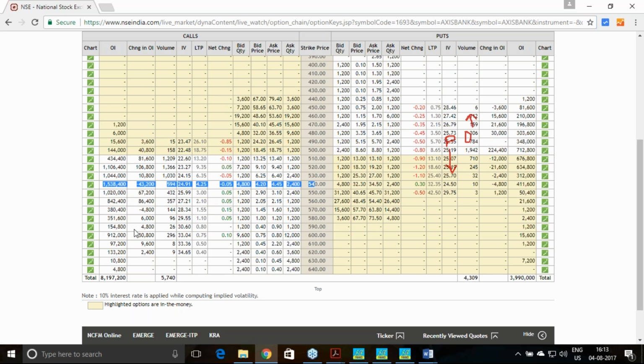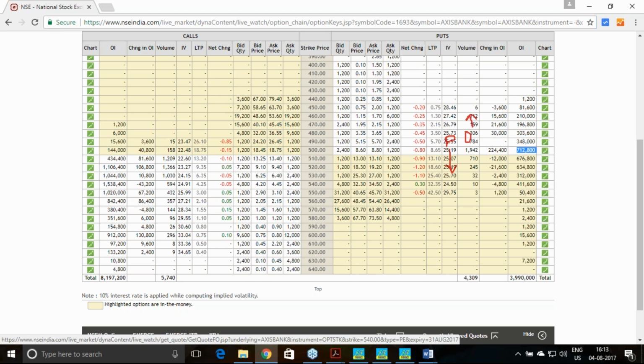So here, on the call side 540 has the highest open interest, henceforth 540 will act as a resistance. From the put side, 500 has the highest open interest, so this will act as a support. So only one piece of information you will get from the open interest of stock options: the highest open interest build up strike will be a resistance on the call side. The highest open interest build up on the put side will act as a support. So these are the two pieces of information you got.